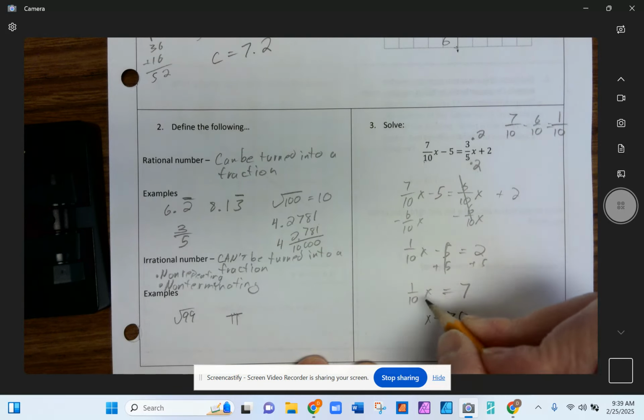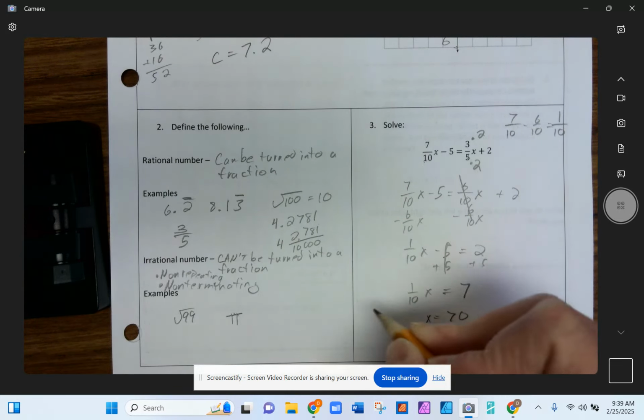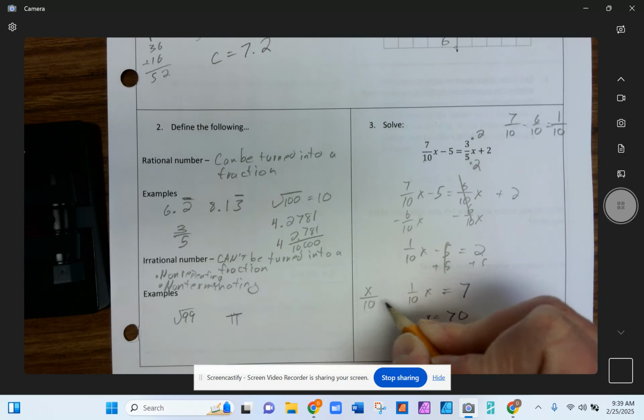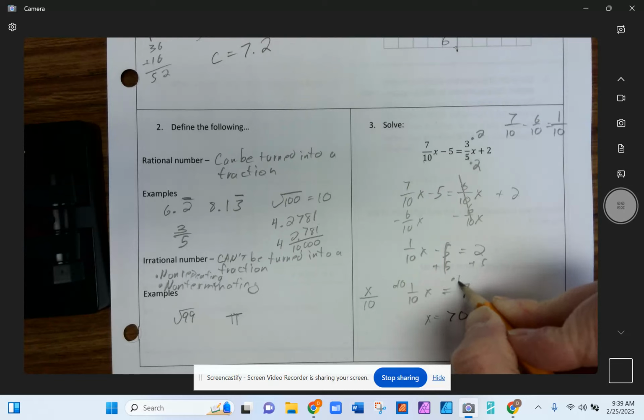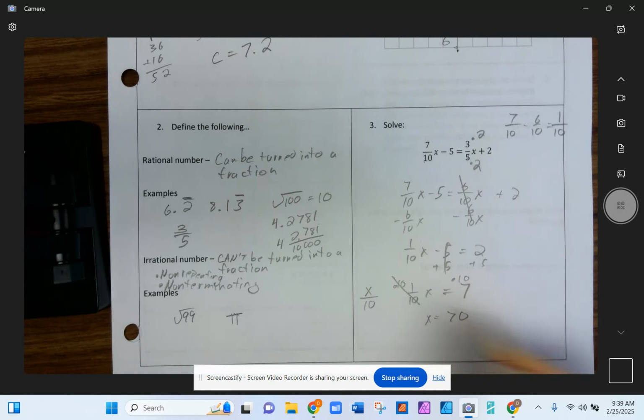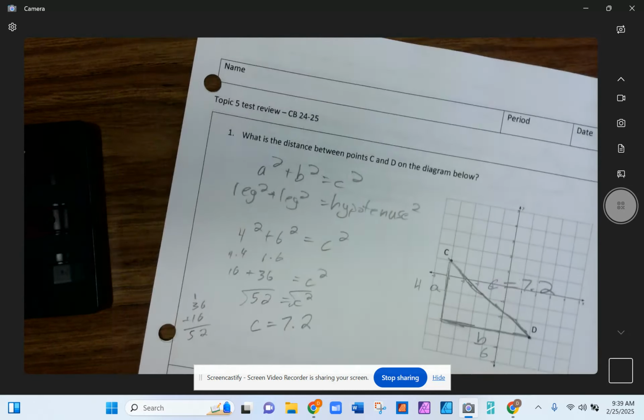Okay, now how you do that, like this 1/10 x is the same thing as x over 10, which is just division, and so the opposite of that is multiplication. So that cancels out, so x equals 70.